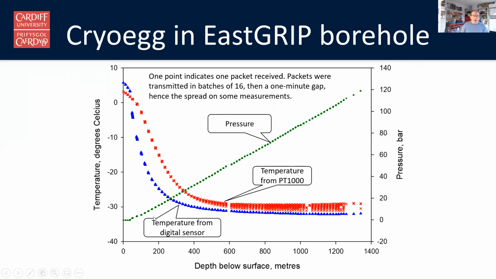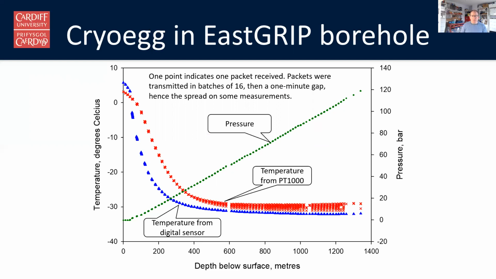So the key thing really here is that we got a signal from nearly 1.4 kilometers down, and at that point, one of the seals failed in Cryoegg, and the instrument stopped working. But we did prove that the radio link would work, and with a slightly better mechanical design, we think we'll be capable of getting a signal right from the bottom of the northeast Greenland ice stream, 2.5 kilometers down, in the future.